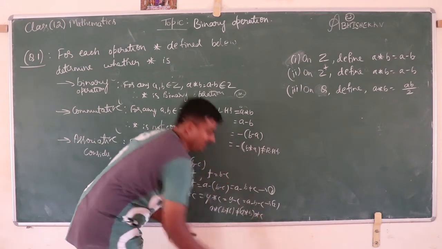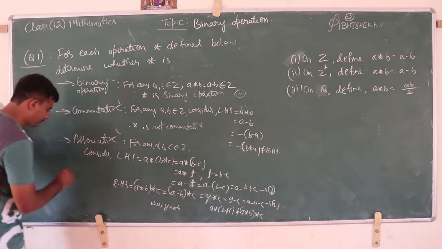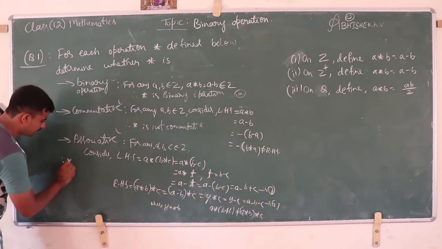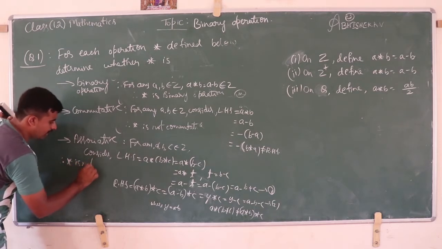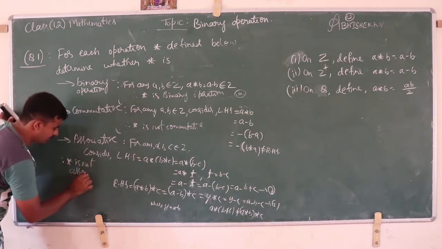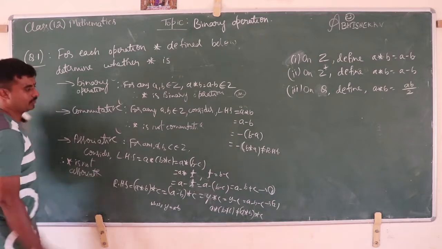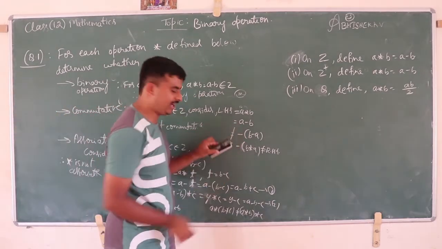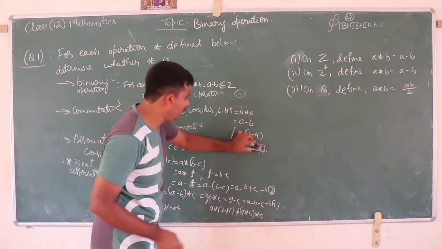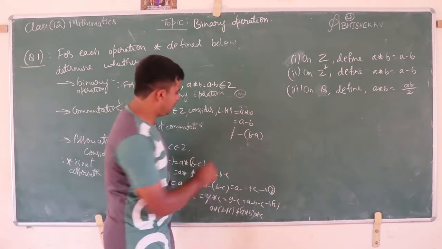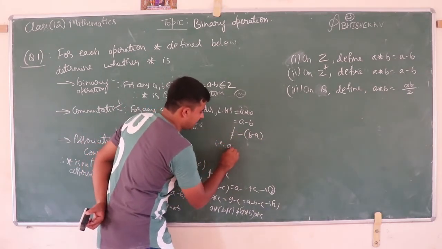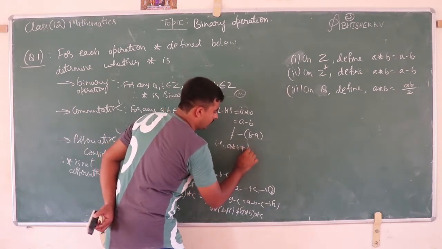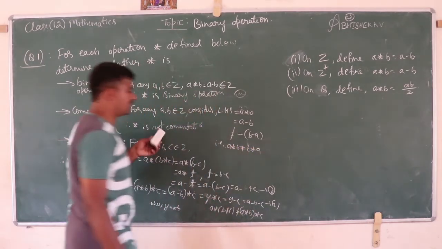Therefore, star is not associative. In commutative also, A minus B is not equal to B minus A, so it is enough to write that A star B is not equal to B star A. Therefore, star is not commutative.